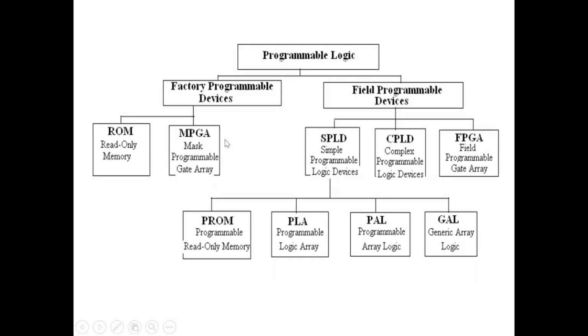And as I said, factory programmable device means these are programmed in the factory and they come. You cannot do anything on the field. The programmer cannot do anything. He has to use the one which is already available for his application. Whereas field programmable device means he can take these programmable devices and according to his program or according to his application, he can configure these ICs. Under this, you have simple programmable logic device, complex programmable logic device, and field programmable gate array.